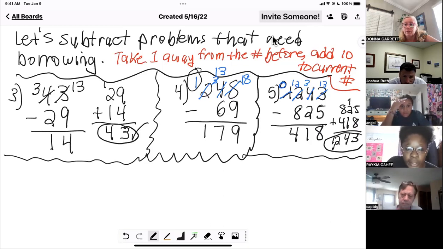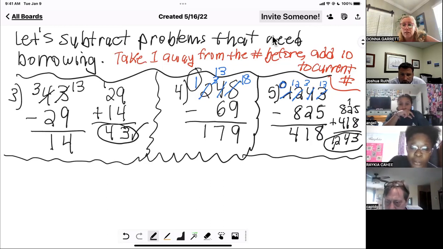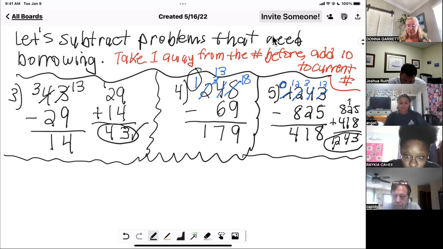Hey, Miss Garrett, even though you neglected number 4, I went back and checked it and you got it right. Thank you. Yeah, I did neglect it. Went right past it. And I'm glad you checked it. That's perfect.